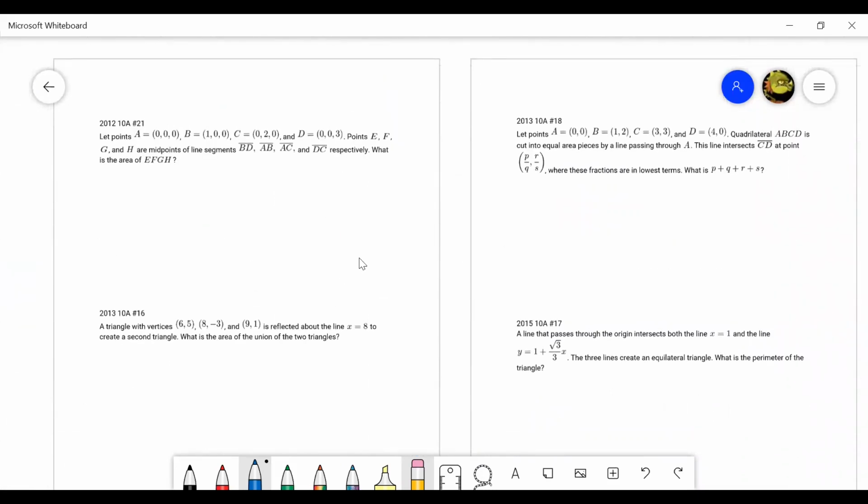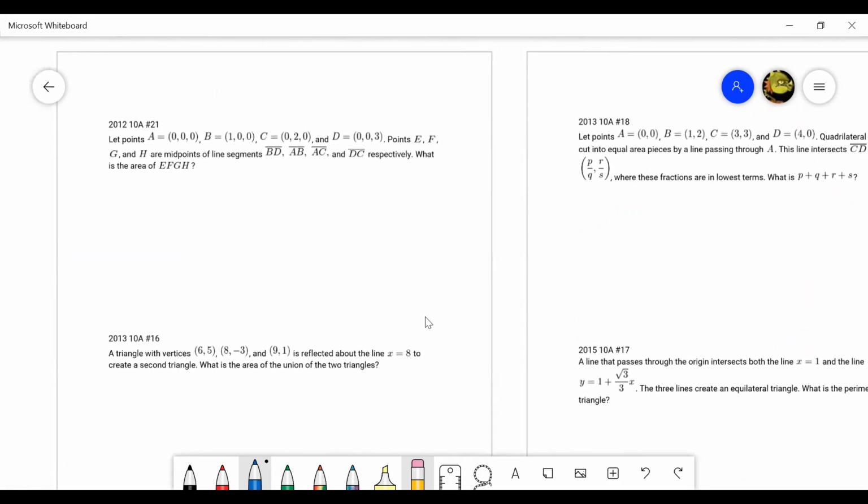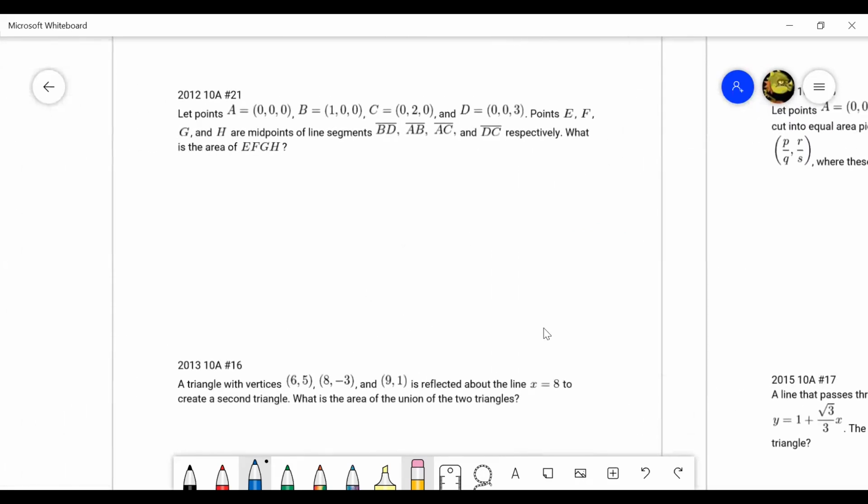So this problem, top left: points A equals (0, 0, 0), B equals (1, 0, 0), C equals (0, 2, 0), and D equals (0, 0, 3). Points E, F, G, and H are midpoints of these line segments. What is the area of EFGH? The reason I chose this problem is because it's the only one with 3D coordinates. I just wanted to demonstrate how you can deal with coordinates in 3 dimensions and how they're really not all that different from 2 dimensions.